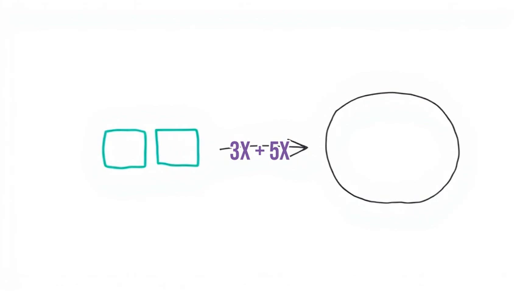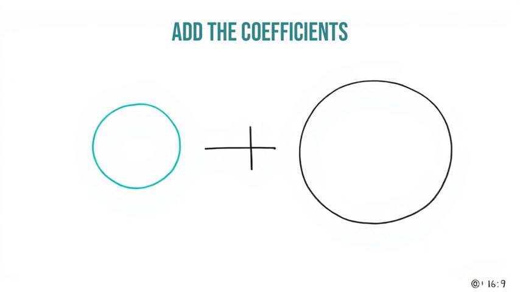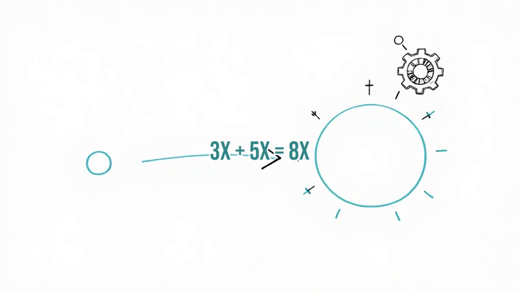Let's simplify our first expression, 3x plus 5x. Since both terms have x, we just add the coefficients together. 3 plus 5 equals 8, so 3x plus 5x simplifies to 8x.